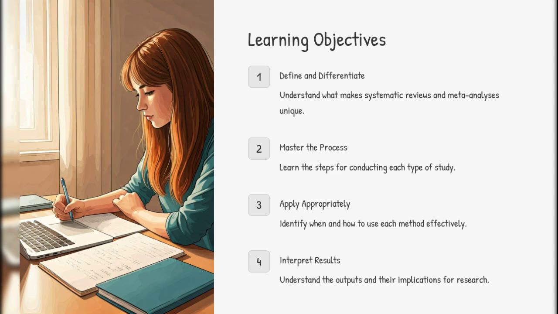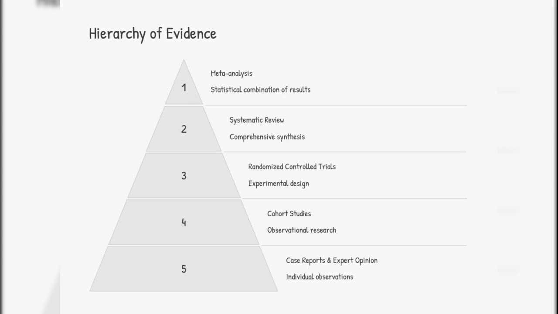So, concentrate. Here you can see the hierarchy of evidence. Picture this, a pyramid of scientific truth. At the very top, we have meta-analyses, followed by systematic reviews. Below them, randomized trials, cohort studies, and case reports. Today, we're decoding the summit of certainty.